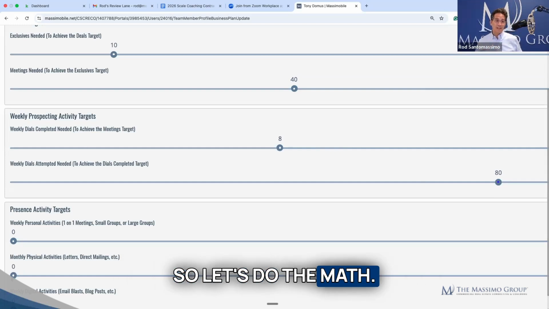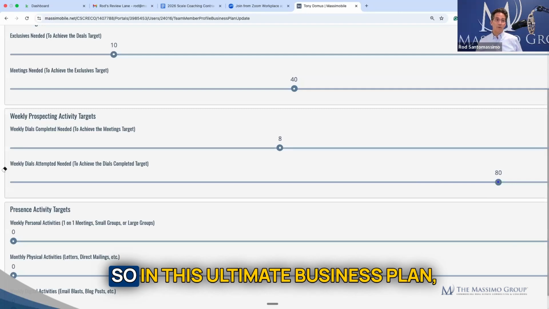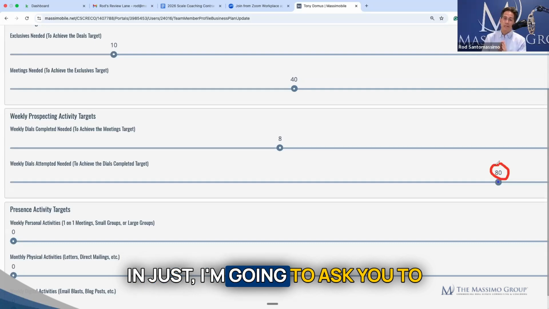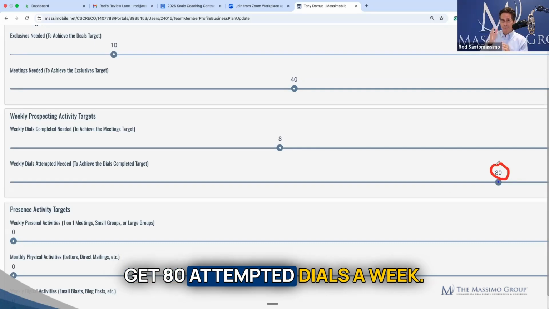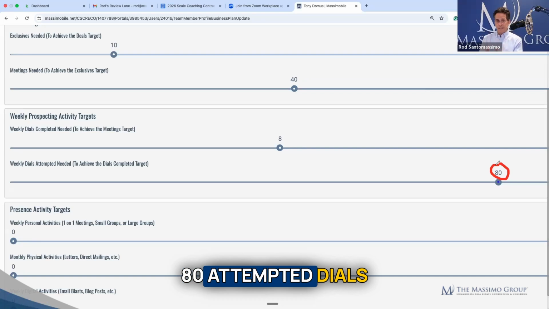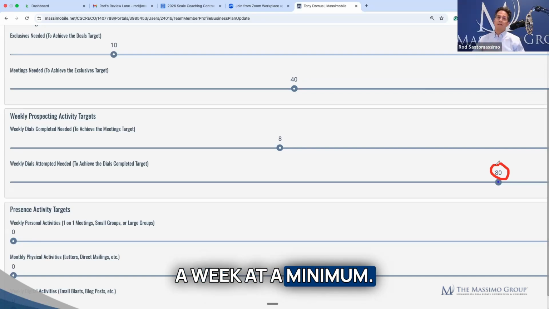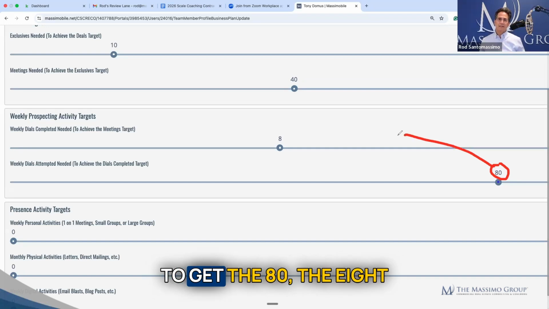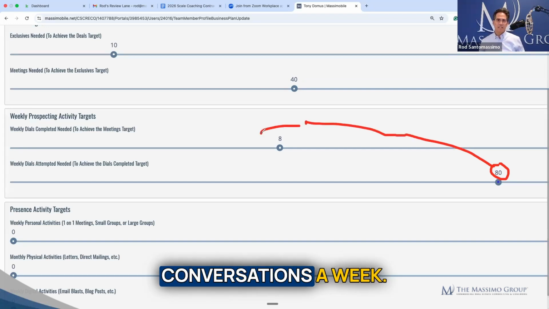So let's do the math here and go all the way back now. In this ultimate business plan, we haven't gotten through your presence initiatives yet, but in your business plan, I'm going to ask you to get 80 attempted dials a week. 80 attempted dials a week at a minimum. Some of you do much more. Some of you should not do less. You should not do less, to get the 8 conversations a week.